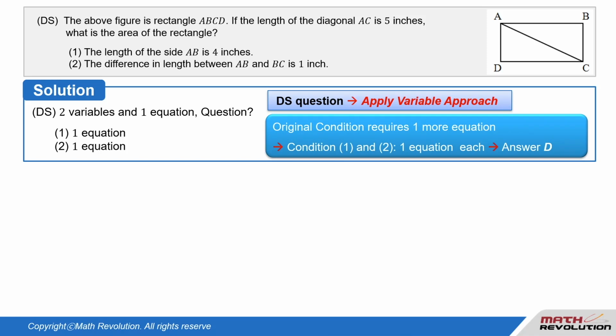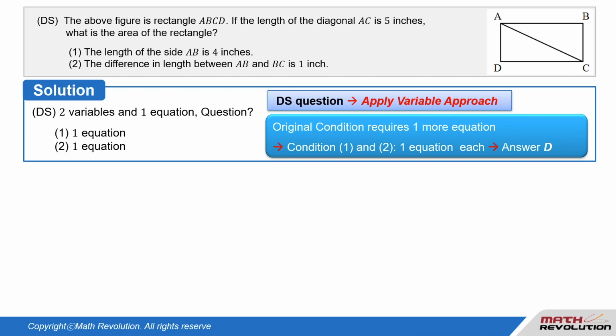Let the original condition in a DS question contain 2 variables and 1 equation. Now, 2 variables and 1 equation would generally require 1 more equation to allow us to solve for the value of the variables. This type of question regularly appears in exams. You just need to remember that the answer is D because there are 2 variables and 1 equation.